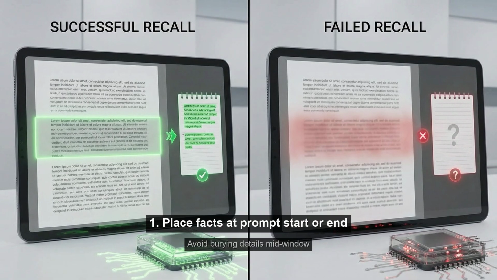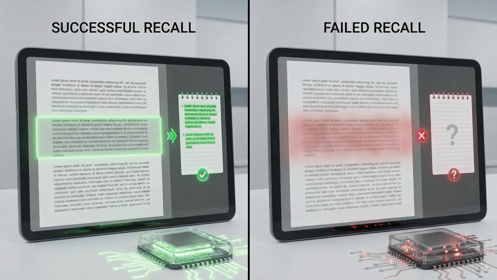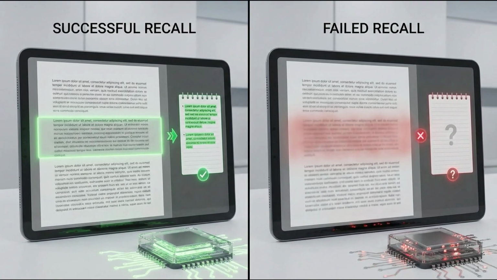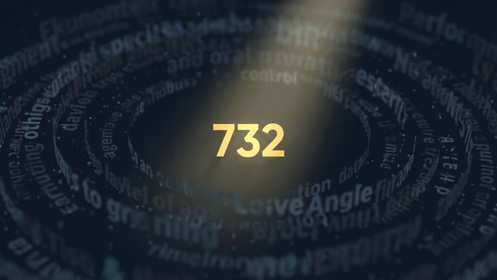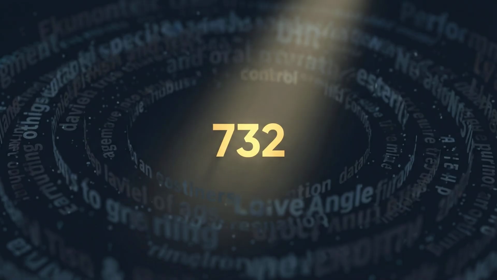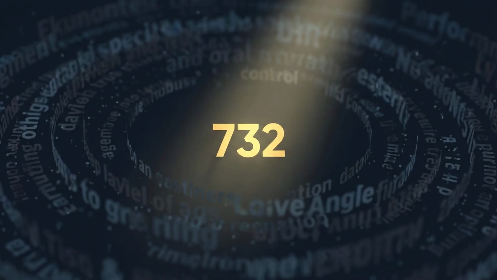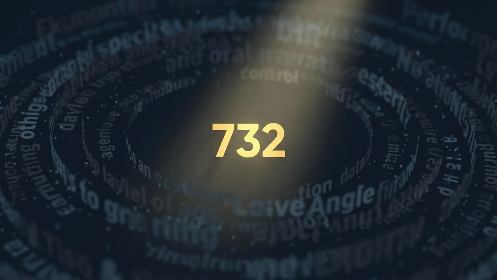Test the limits explicitly. Ask the model to repeat or use a detail placed halfway through the prompt. If it misses it, rework your placement or switch strategies. A simple "repeat the number 732 from the section above" reveals if you're beyond the model's comfort zone.